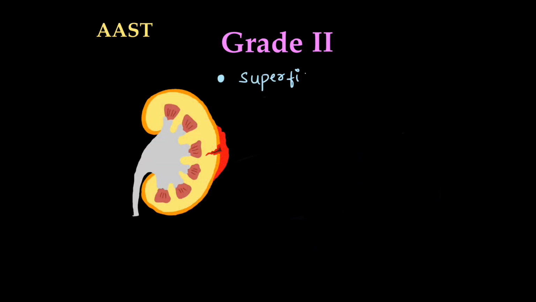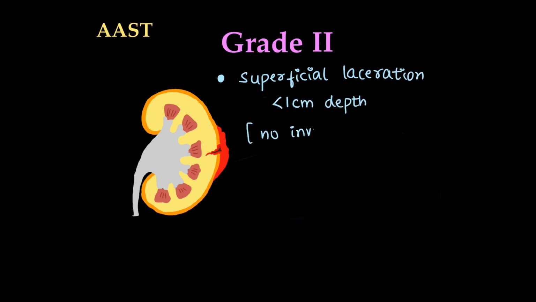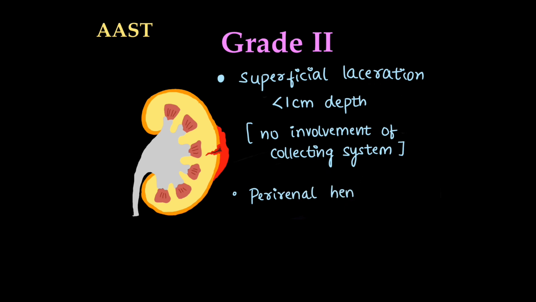Coming to grade 2. In grade 2 we have superficial laceration to renal parenchyma less than 1 centimeter deep. There will be no involvement of the collecting system whatsoever in this grading, and the perirenal collection or hematoma will be confined by the perirenal fascia.